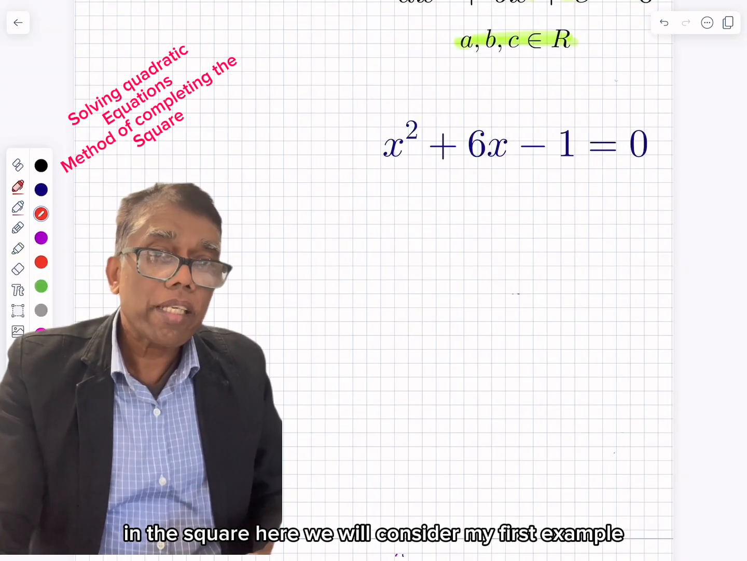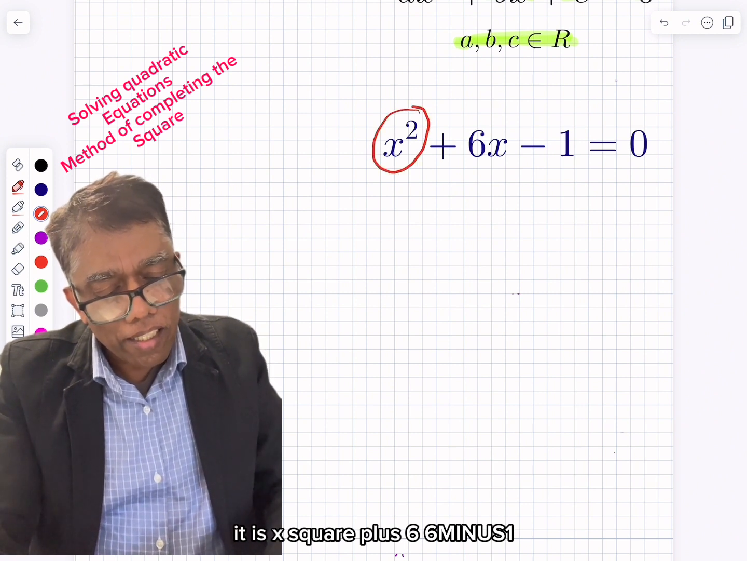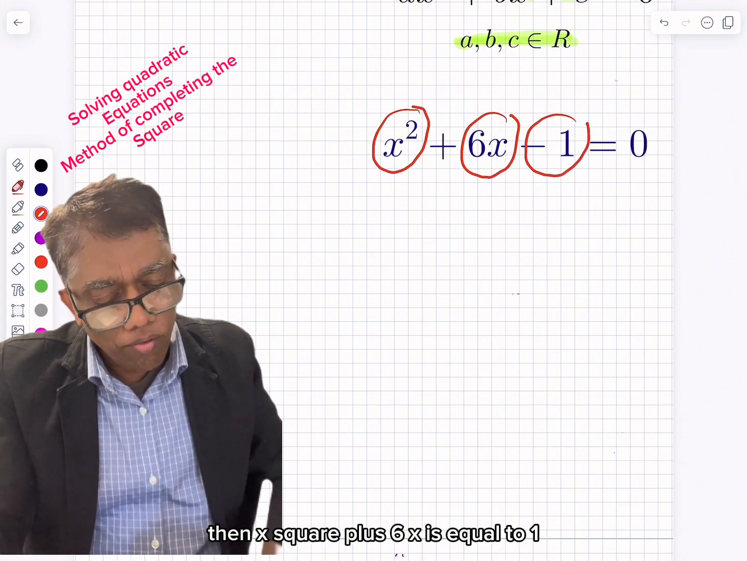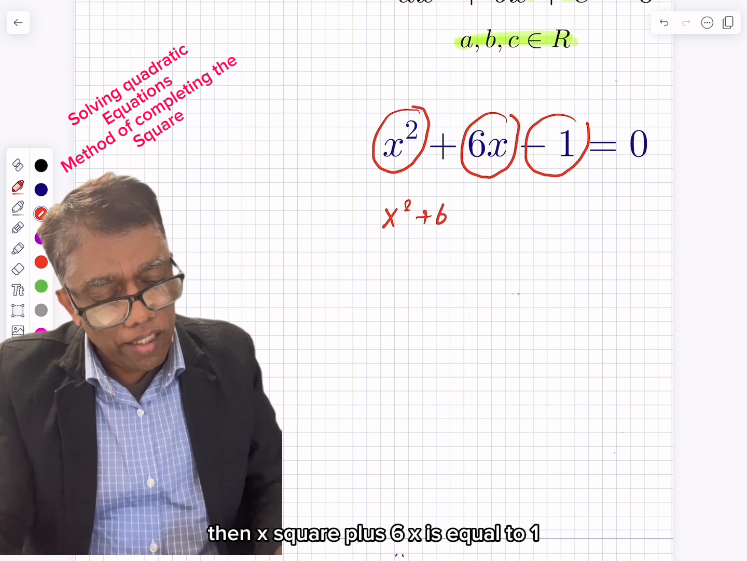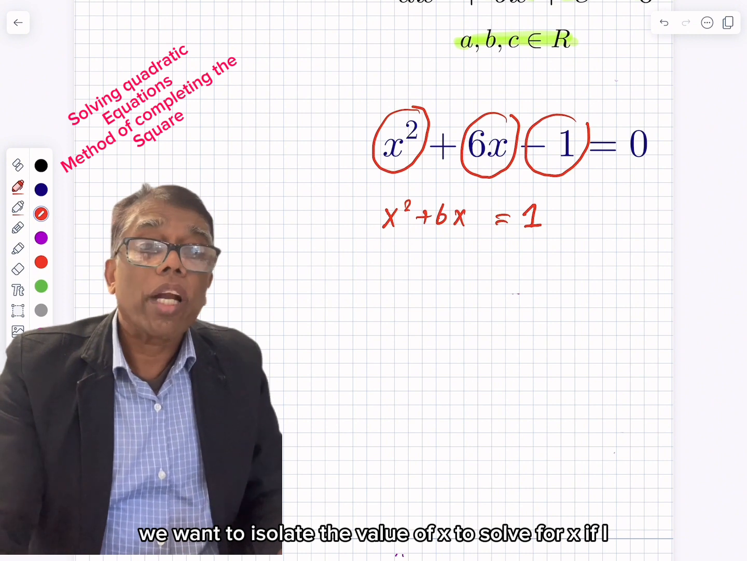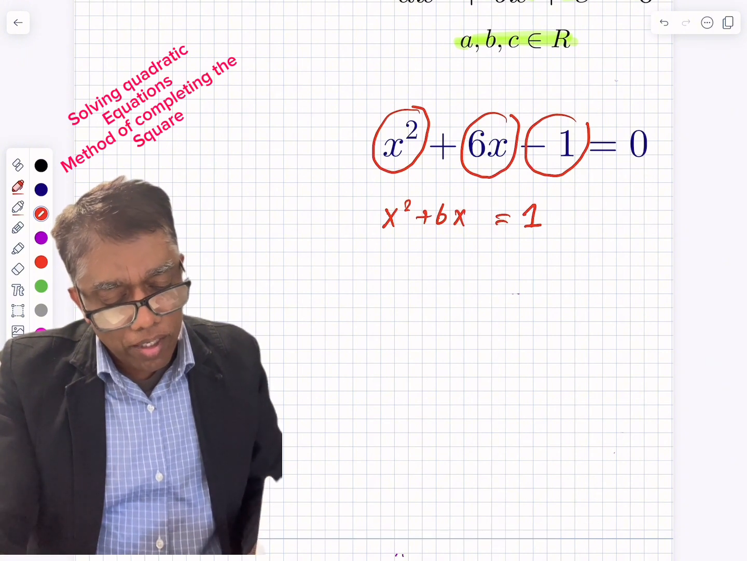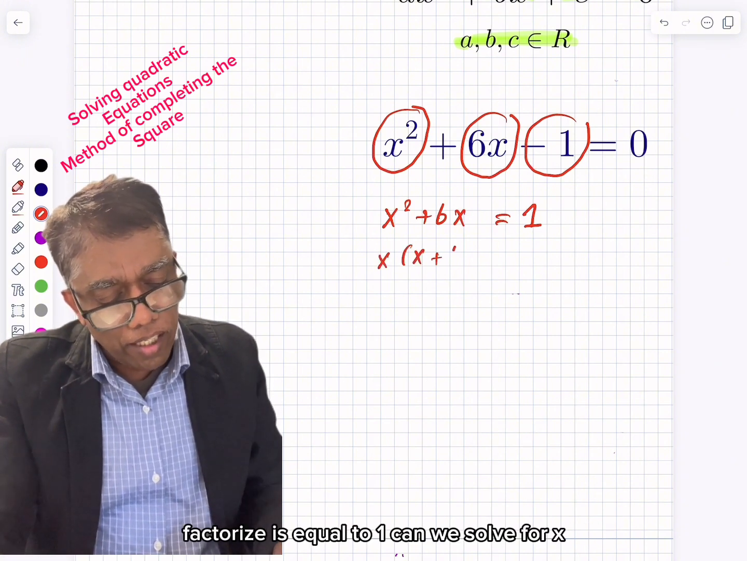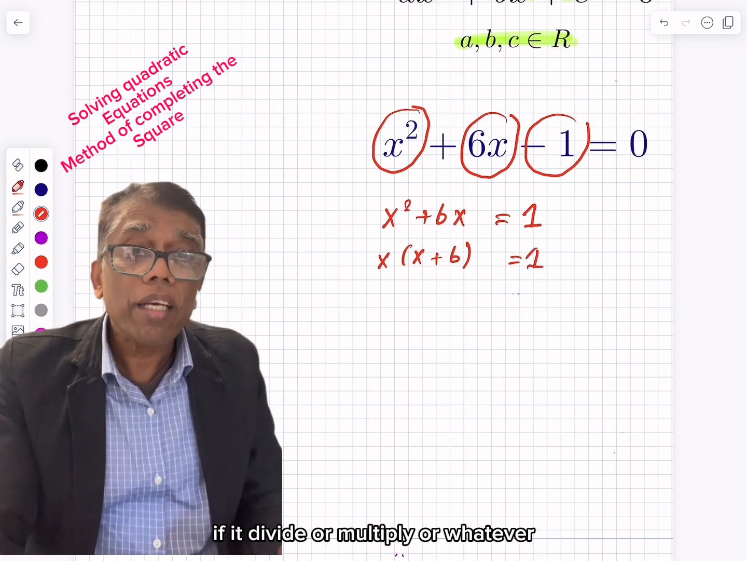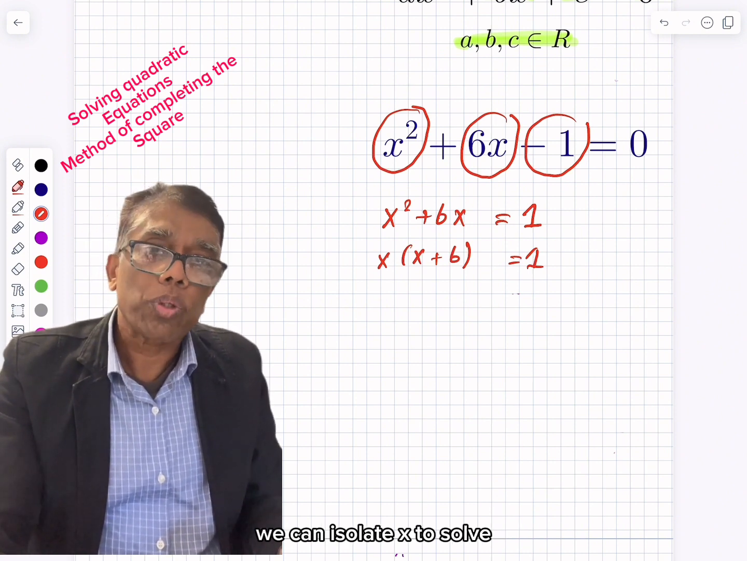Here we will consider my first example. It is x square plus 6x minus 1. I'll transpose 1 to the other side. Then x square plus 6x is equal to 1. See, how do I isolate? We want to isolate the value of x to solve for x. If I factorize, it is equal to 1. Can we solve for x? No, we can't, whatever mathematical operations we use, we cannot isolate x to solve.